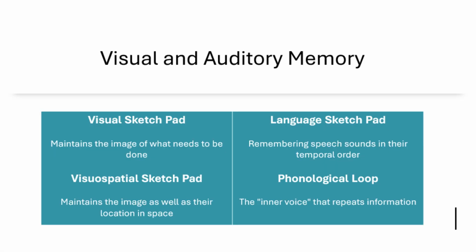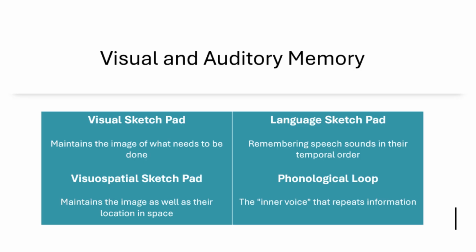Visual and auditory memory are two types of memory often talked about together because they have similar processes referred to as the visual sketchpad, visuospatial sketchpad, language sketchpad, and the phonological loop. The visual sketchpad refers to the process by which our brain maintains an image of what needs to be done. For example, can you think of how to make a bowl of cereal? Your brain likely can produce images depicting each step in the task that must be completed.